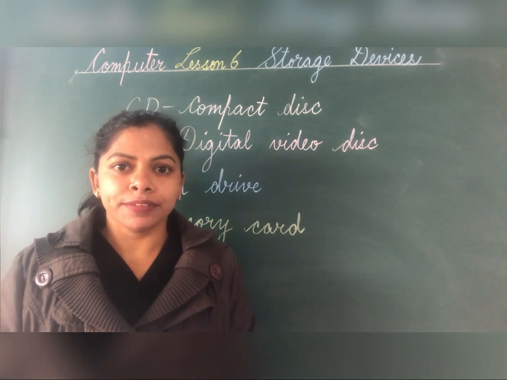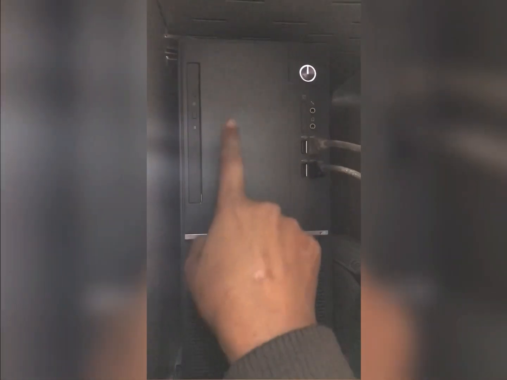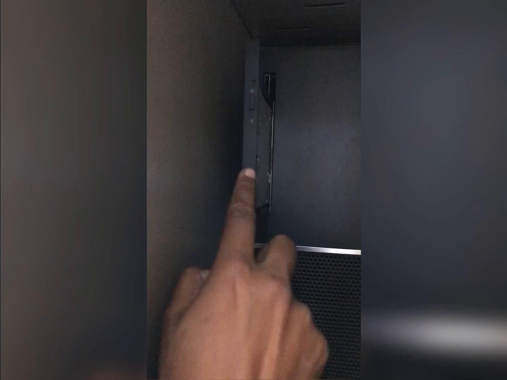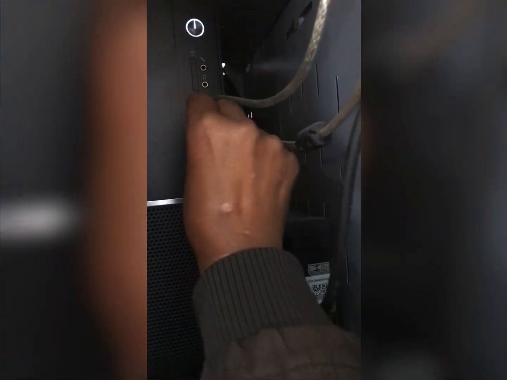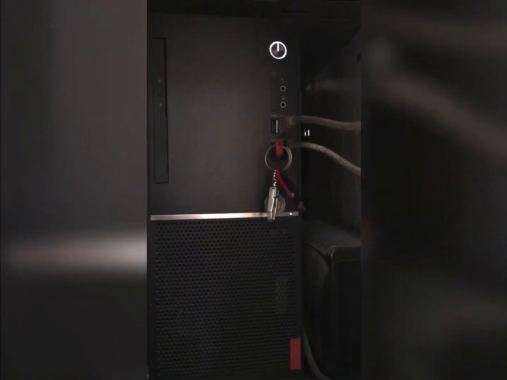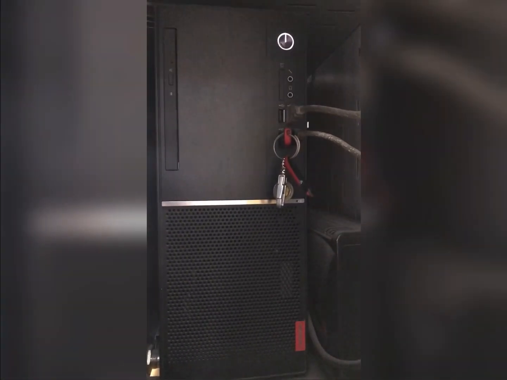I will show you children. This is your CPU box and this is CD and DVD drive. Here is a button. When you click this button, the drive will open. And children, this is USB port. We put pen drive in USB port. Both the places are made in the CPU box to put your CD, DVD or pen drive. And then you can store your data in these storage devices.